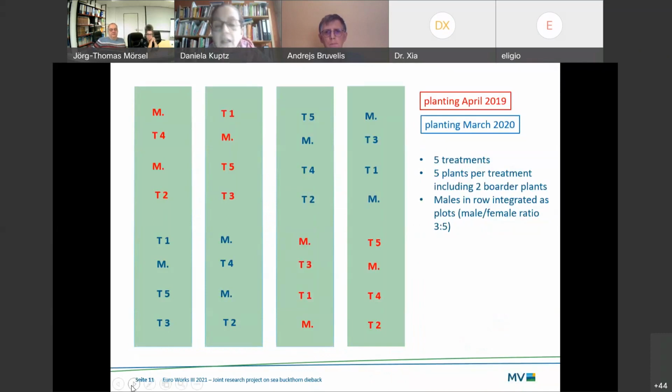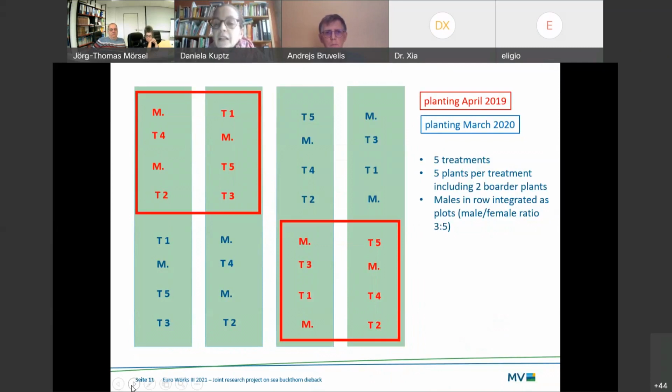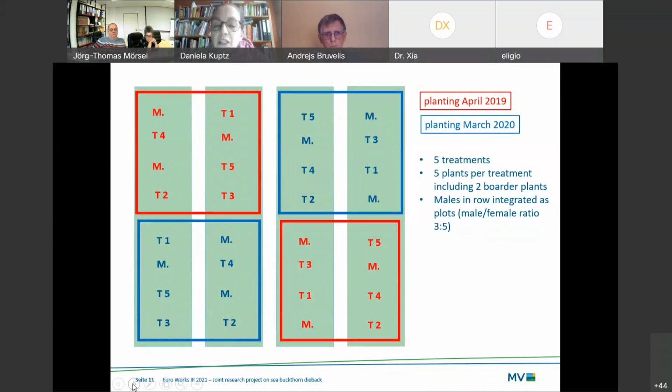We planted the first plot in 2019, and the second one in 2020. Each block got all 5 treatments. And the males are still in the row. The distance between the plants is 1.5 meters, and the distance between the rows is about 4.5 meters. This year's harvest was on the plants we planted in 2019.